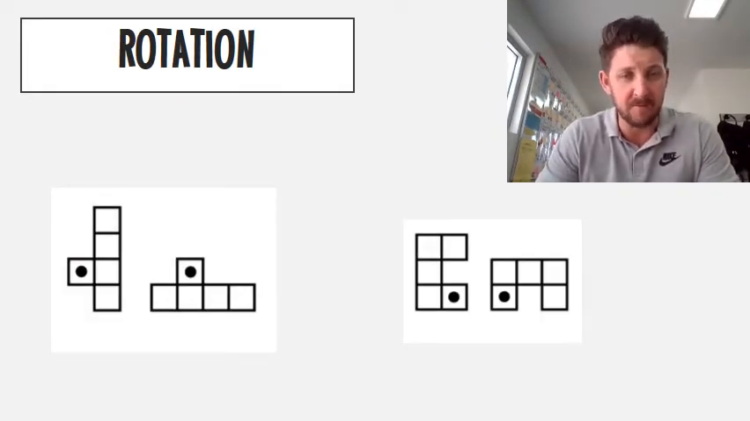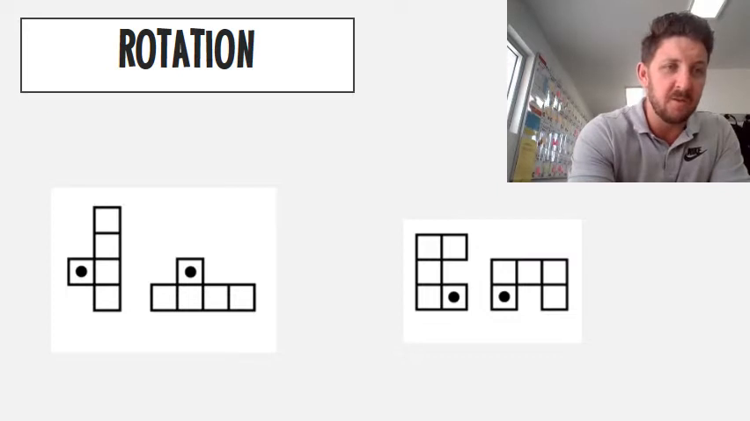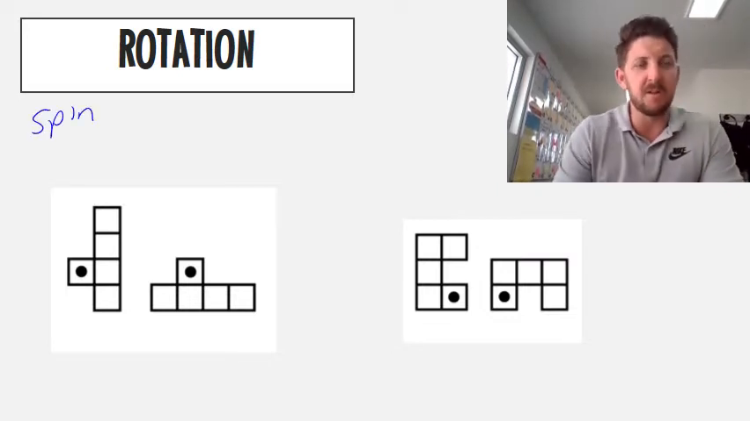Last one is rotation. Now rotation just means to spin. So we're going to spin the shape.